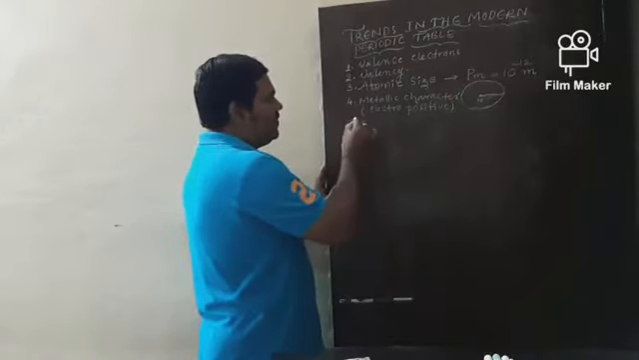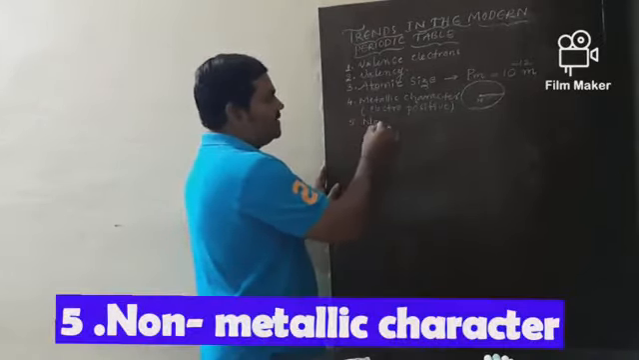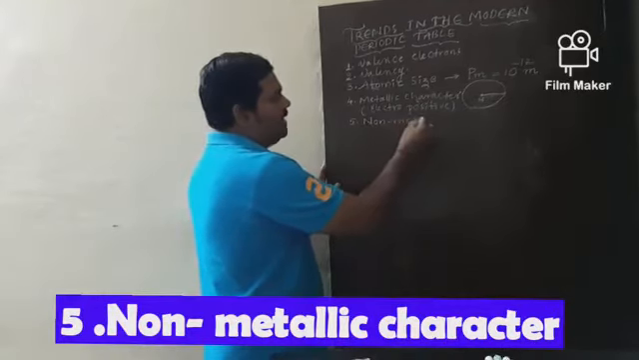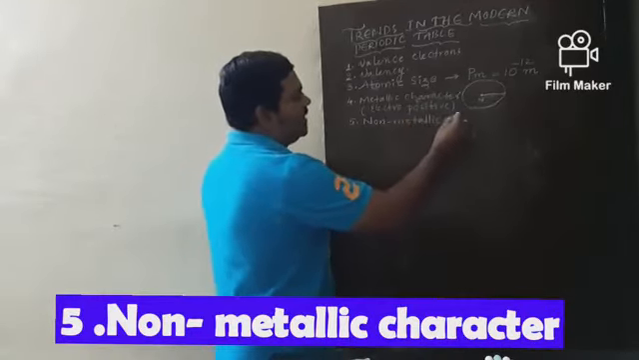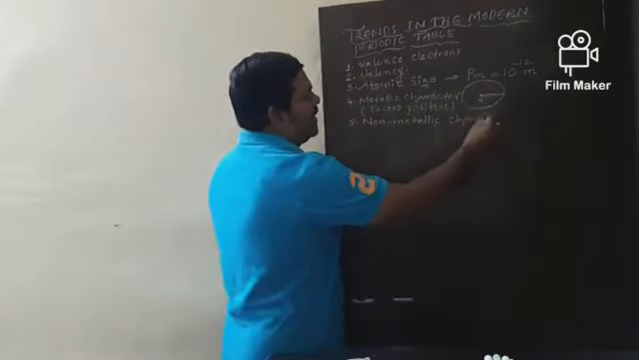Now coming to the fifth property, quite the reverse, non-metallic character. What is that non-metallic character?